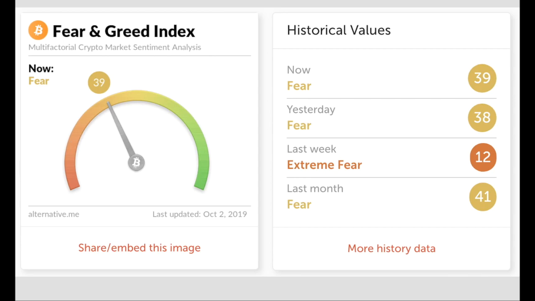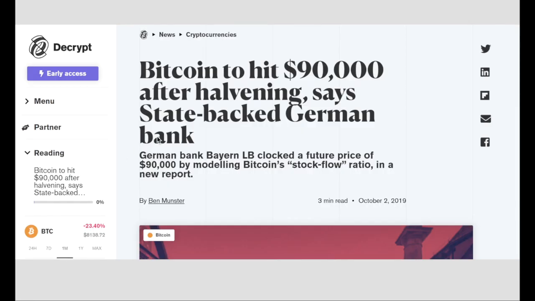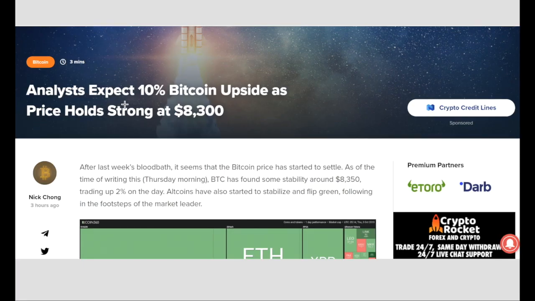Lastly, again, stay off the junk headlines. I call these junk headlines. Do not get influenced by them. They do nothing for you other than giving temptation to these mom and pop investors to buy things like Bitcoin, with headlines like "Bitcoin to hit $90,000 after halving, says state-backed German bank." These are just ridiculous. Another: "Let's expect 10% Bitcoin upside as price holds strong at 8,300."